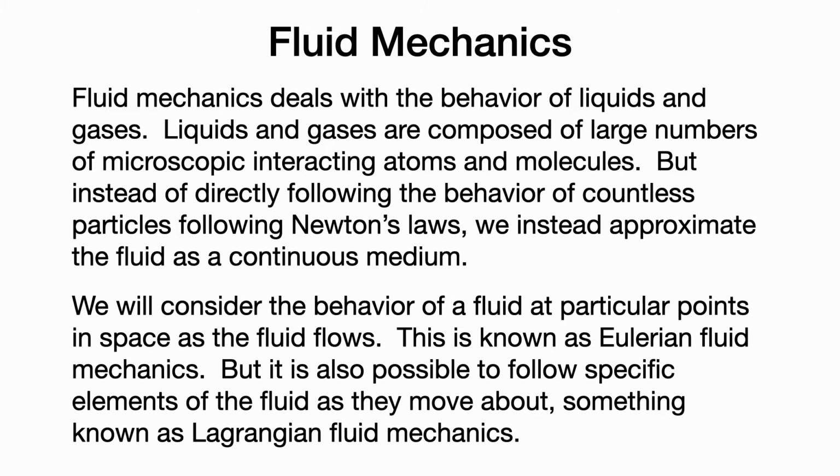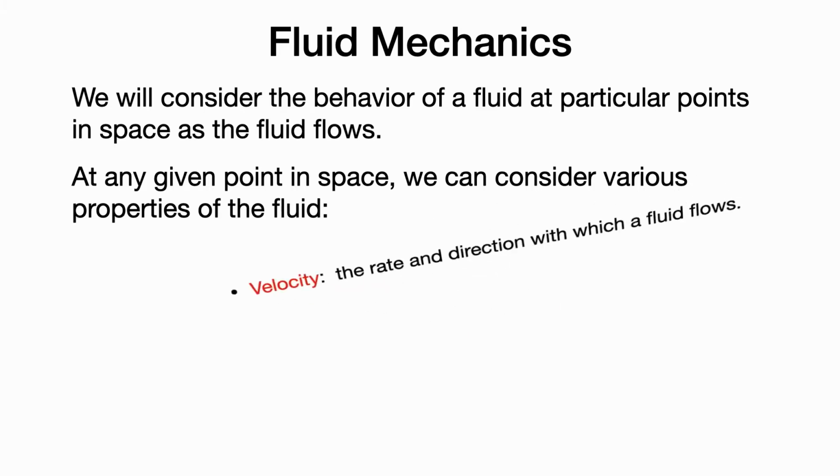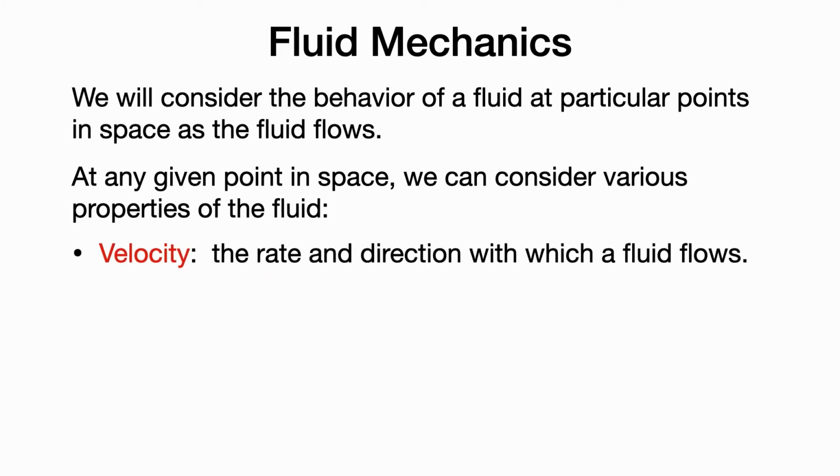We will consider the behavior of a fluid at particular points in space as the fluid flows. This is known as Eulerian fluid mechanics. But it is also possible to follow specific elements of the fluid as they move about, something known as Lagrangian fluid mechanics. At any given point in space, we will consider various physical properties of the fluid. Velocity is the first, and this is a familiar quantity. It is simply the rate and the direction with which a fluid flows.